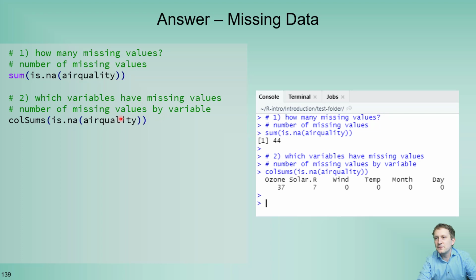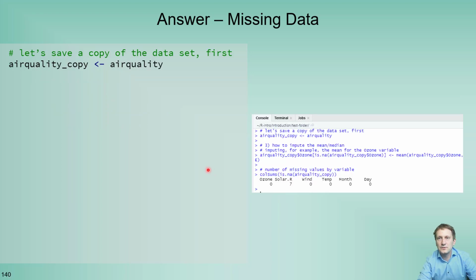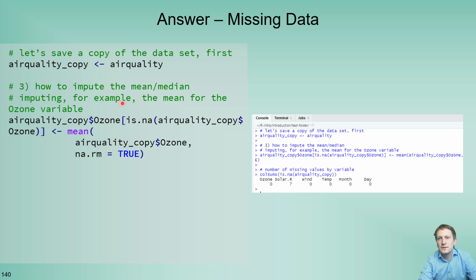Which variables have the most missing values? So we compute the column-wise sum of missing values in air quality. And here we actually see that within ozone we seem to have the most missing values. So to play more with this, let's save a copy of the air quality dataset. You don't need to do that, but since air quality is built in, I'd just like to create a copy of it. Let's call it air quality copy.